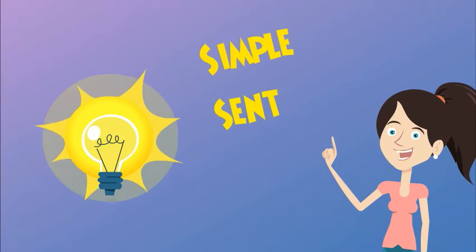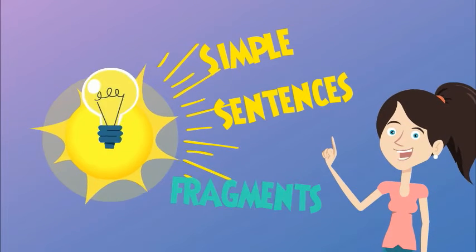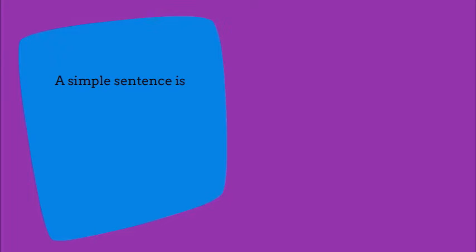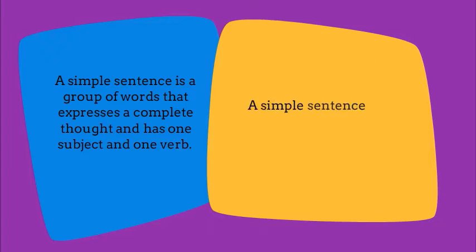This tutorial is about simple sentences and fragments. A simple sentence is a group of words that expresses a complete thought and has one subject and one verb. A simple sentence is also known as an independent clause, meaning it stands alone and expresses a complete thought.